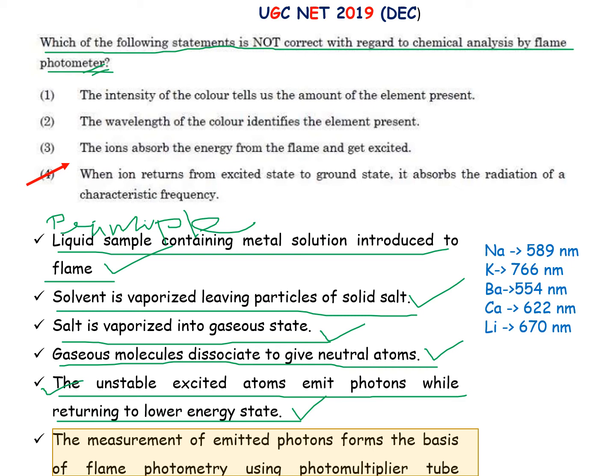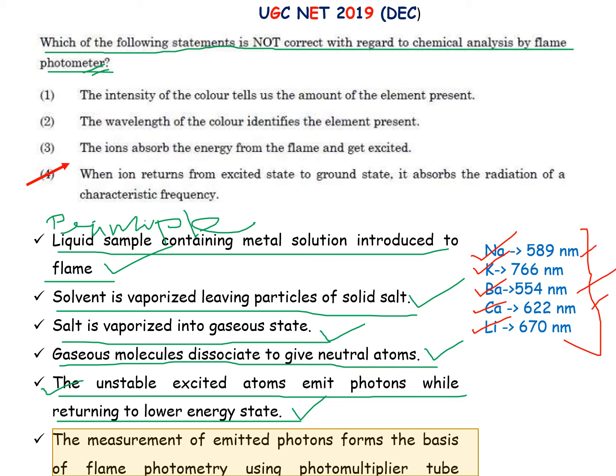Here are some typical examples of wavelength: sodium 489 nanometer, potassium 766 nanometer, barium 554 nanometer, calcium 622 nanometer, and lithium 670 nanometer. These are the characteristic wavelengths of a particular type of element.